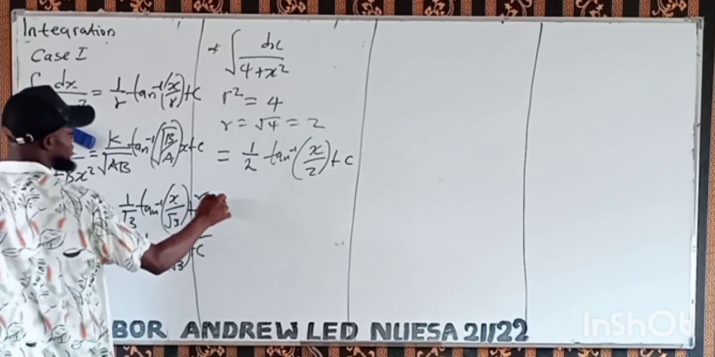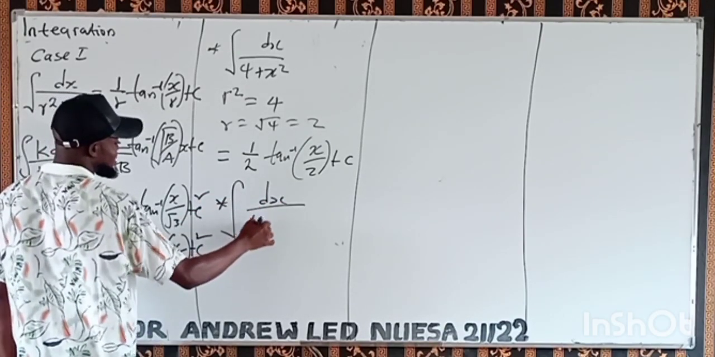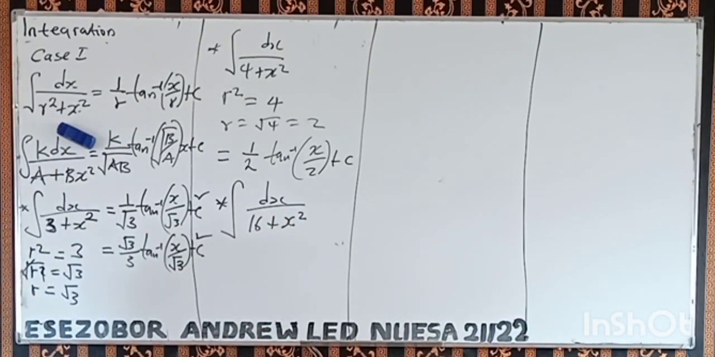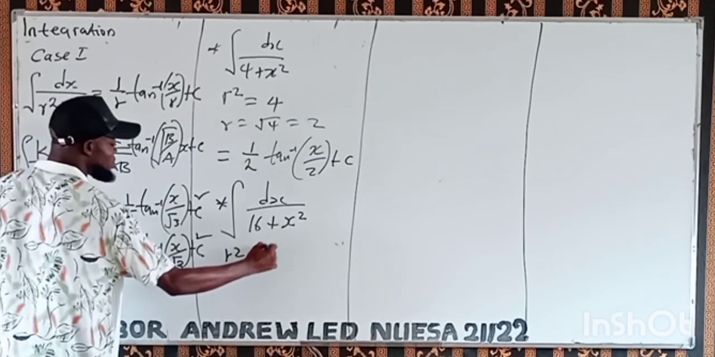Okay, let me just solve the integral, let's say dx over 16 plus x squared. Just compare this to this. x squared is x squared. Plus is plus. r squared now, for this question, will be what? 16.